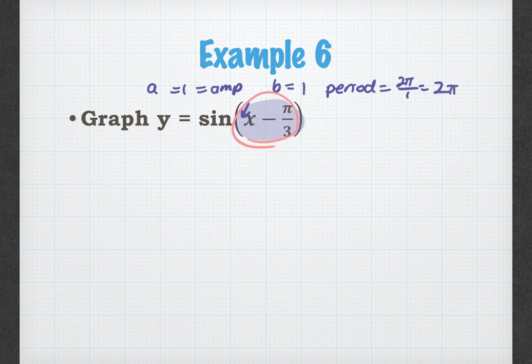This time there's a phase shift. I figure out the phase shift by setting those parentheses equal to 0 and solving for x. So my phase shift is a positive pi over 3.